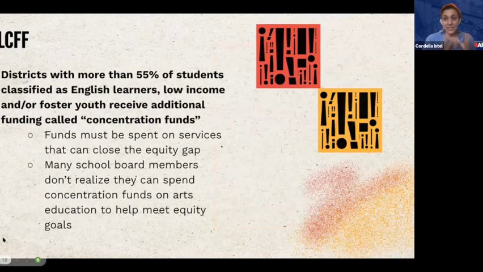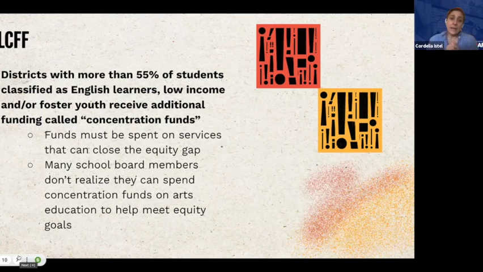The last piece is concentration funds, right? So we have the base grants. Every district gets a certain amount of funding based on how many students are in the district. Supplemental funding is based on how many students are English language learners, foster youth, or low income. And then districts where 55 or more percent of students are classified as English language learners, foster youth, or low income receive additional funding, right?